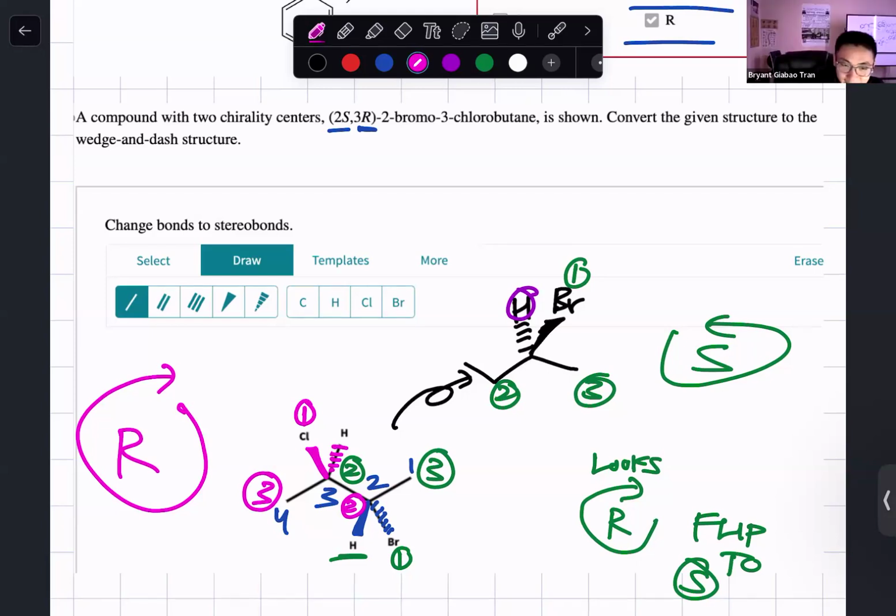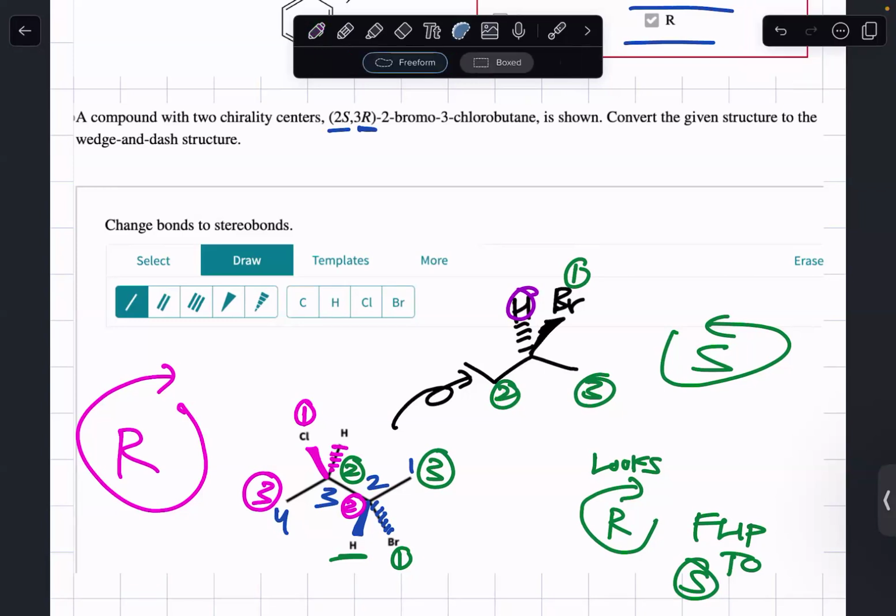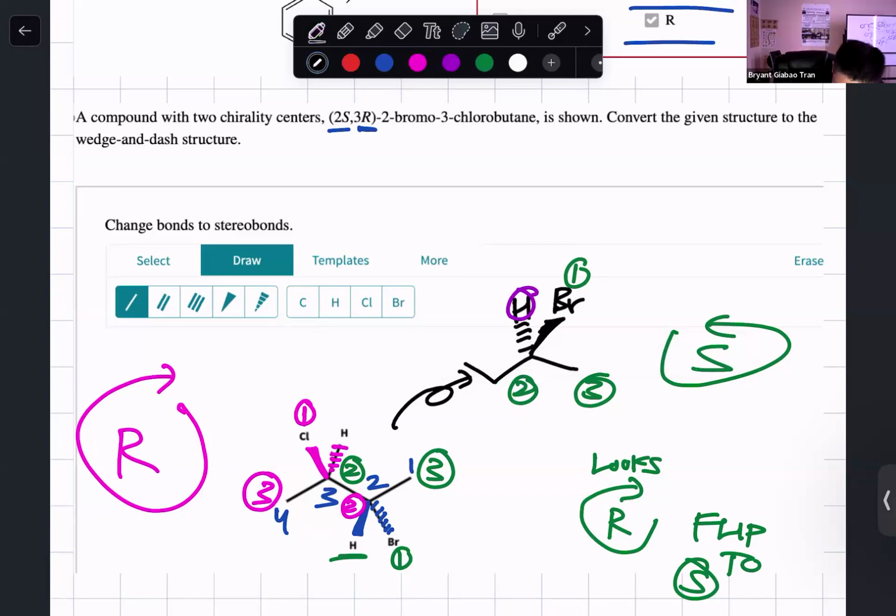So it's going to stay like that, right? But if we flipped it like this, if you drew the bond line like this, then the chlorine would be a dash, and the hydrogen would be a wedge in this form right here. If you drew the backbone in this form like that.